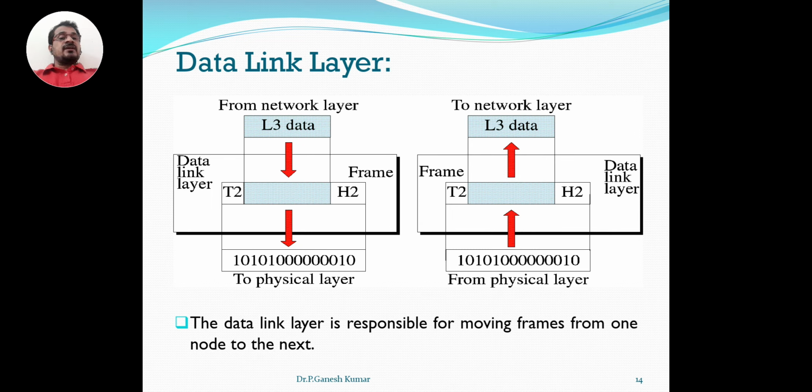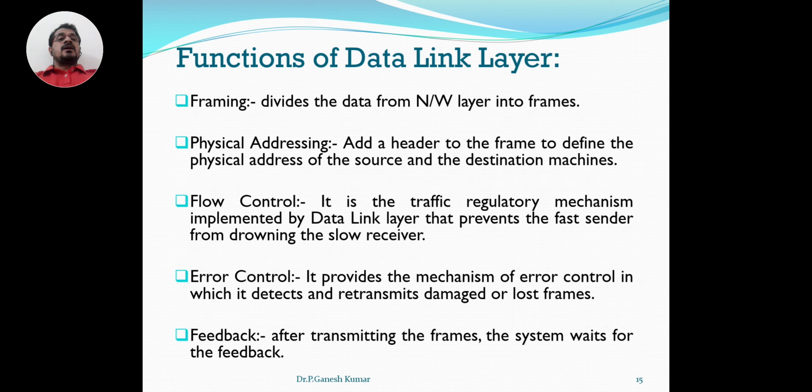Next, the data link layer. Here you see the diagram. From the network layer, the data comes to the data link layer. The data link layer is the one that adds both headers as well as trailer bits. The data link layer is responsible for moving frames from one node to the next node. Here, the next node may be either your host or a networking device.